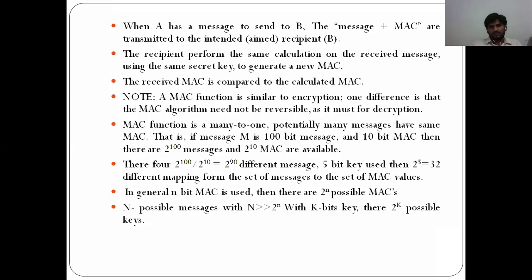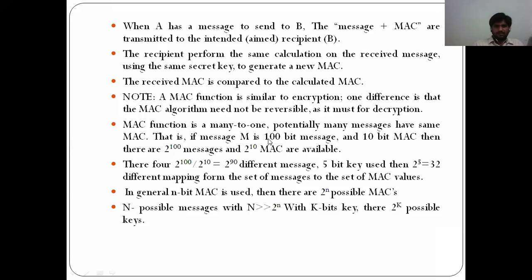Note that a MAC function is similar to encryption. The difference is that the MAC algorithm need not be reversible, whereas encryption must be reversible. So it is not a reversible process. We can simply know that MAC is a checksum. The checksum is generated at the sender side, and a new checksum is generated at the receiver side. Then we compare whether the sender and receiver checksums are equal or not. That is the meaning of the note: the received MAC is compared with the calculated MAC. It is not reversible.